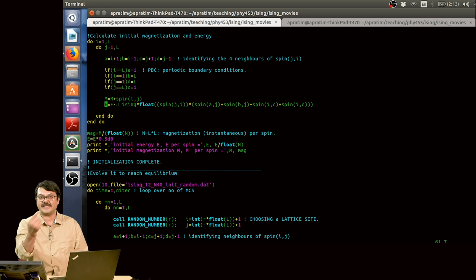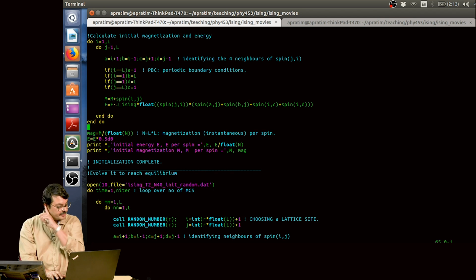Then of course, you go to the next lattice site and again identify its neighbors, calculate the energy of the interaction, and you add it to E. So, I am saying add, though there is the minus sign here, because the Hamiltonian itself comes with minus J summation S i dot S j, and that is all that I am implementing here.